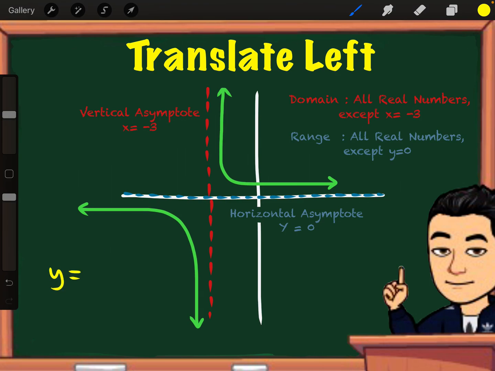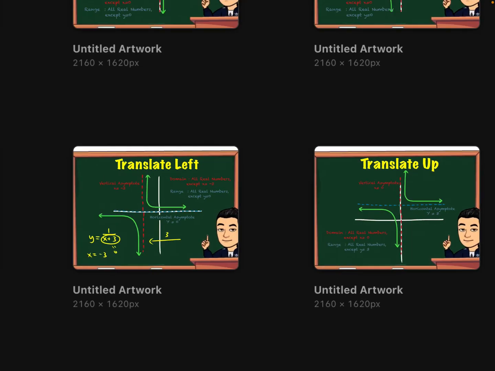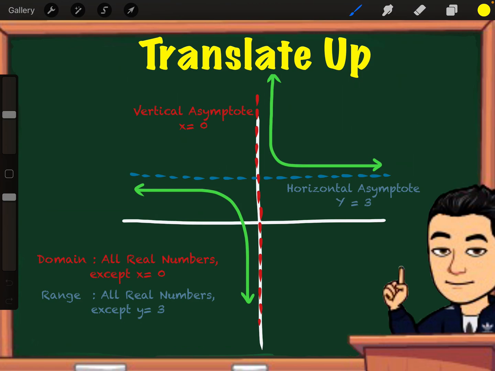Now we have a translation to the left. Here's an example, 1 over x plus 3. You're going to set the denominator equal to 0 and then solve for x. You're going to see that x is equal to negative 3, which means you're going to move your two curves to the left by 3 units. Okay, so let's check out the next one. We're going to have another one that's translating up. This is part of the vertical translation.